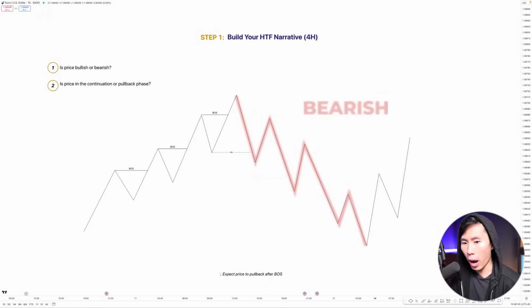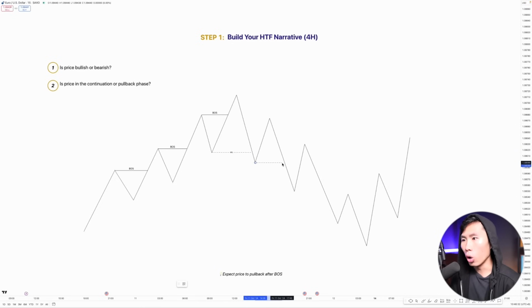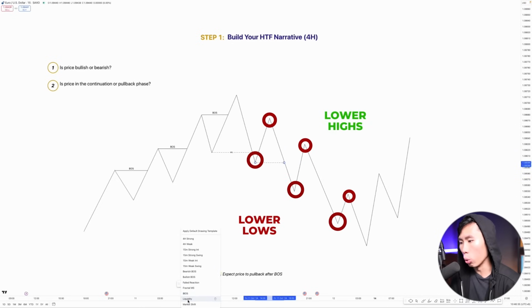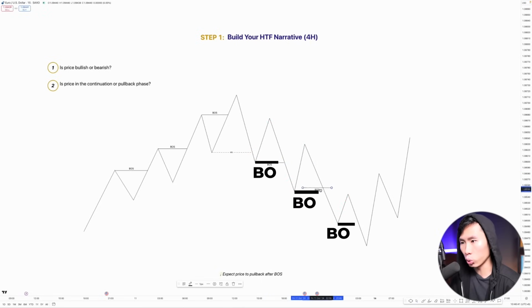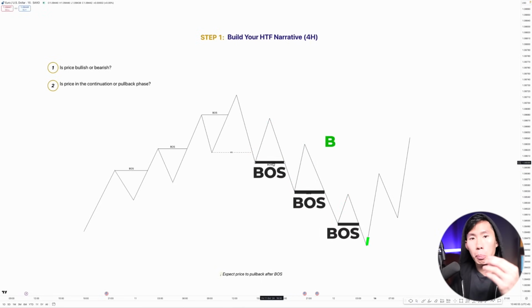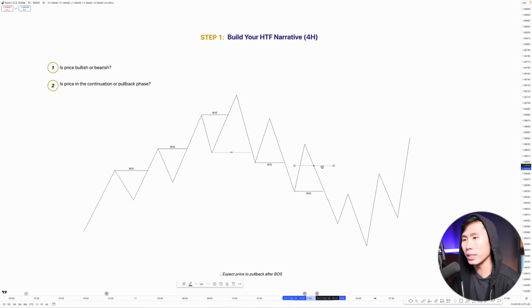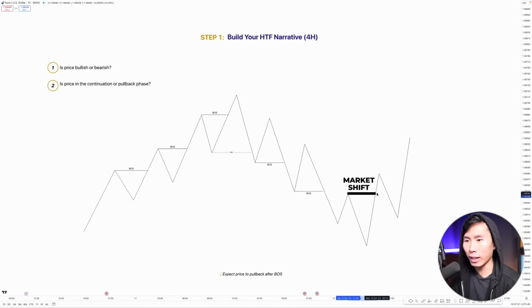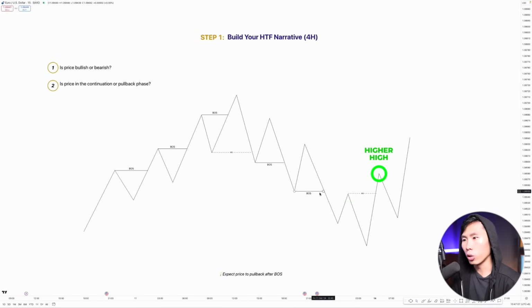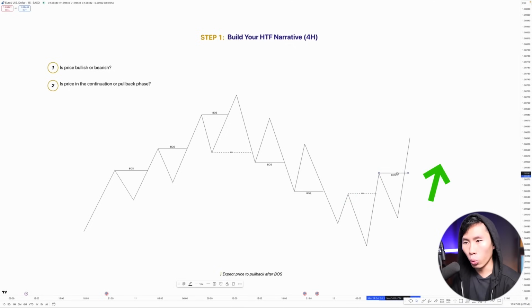And if price is turning bearish, price will be creating lower highs and lower lows, like what we can see on the screen right here, right? You can see lower highs, lower lows. Once again, it's creating a bearish break of structure to the downside. And then eventually price will turn back bullish again when demand steps into the market and overwhelms the sellers, and that is when we will get another market shift where price breaks past the last lower high, creating a new higher high, and now we are officially bullish.